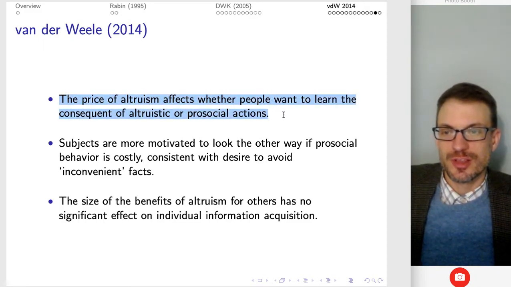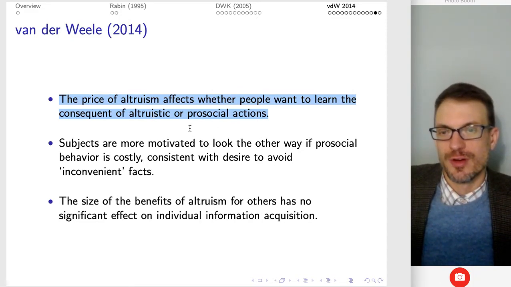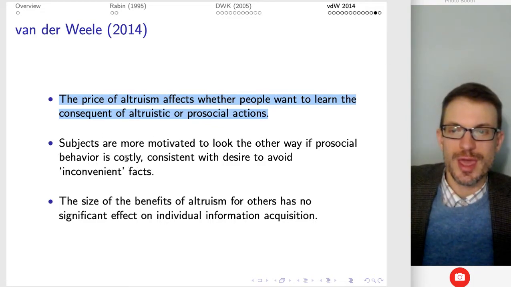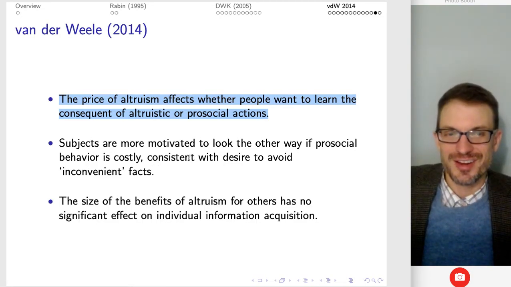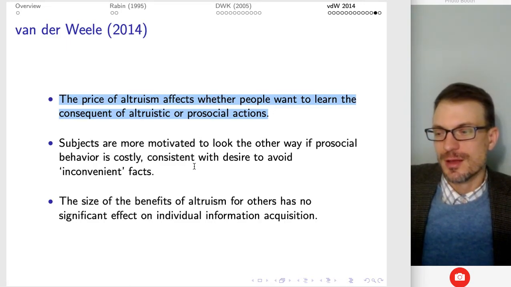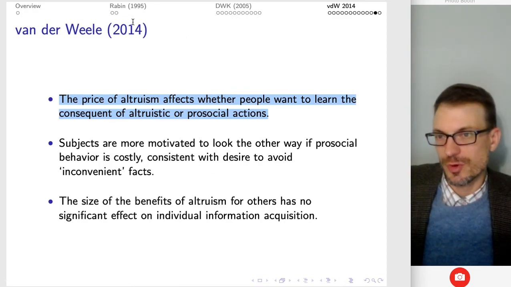So interestingly, as a result, we see the price of altruism affects whether people want to learn the consequence of altruistic or pro-social actions. We find that subjects are more motivated to look the other way if the pro-social behavior is costly, which is consistent with a desire to avoid inconvenient facts, which we should expect if we believe that agents are going to view morality as a constraint on the behavior, as suggested as one of the modeling conventions from the Rabin paper.